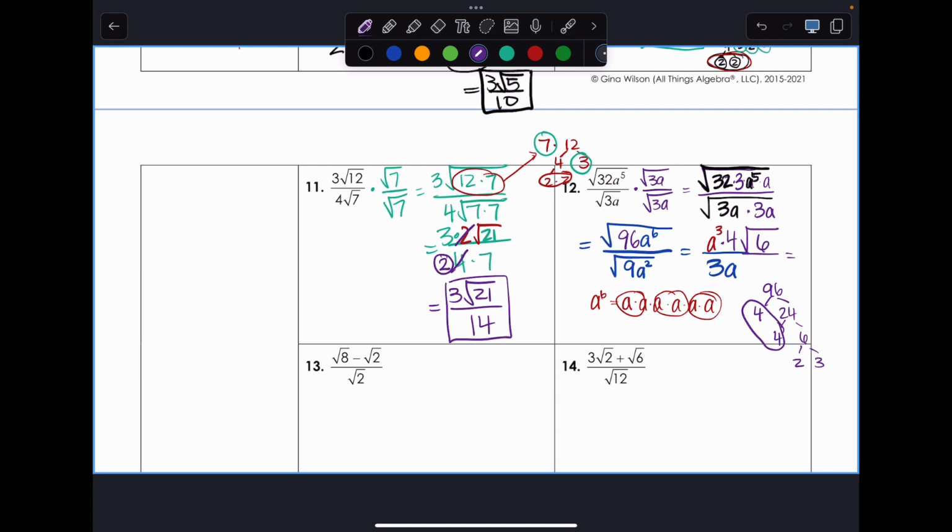And then we have 4a squared because we have one of the a's here. And we're at 6 over 3. Okay. Any questions?